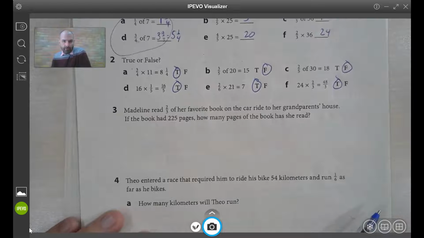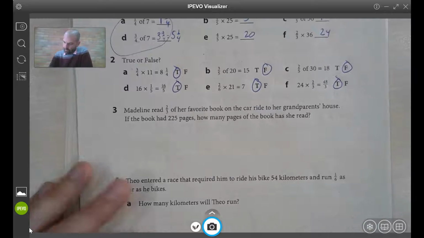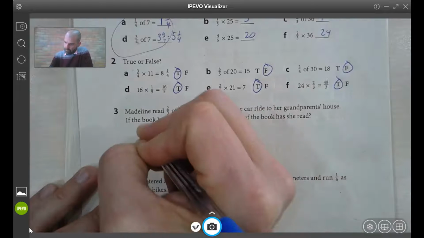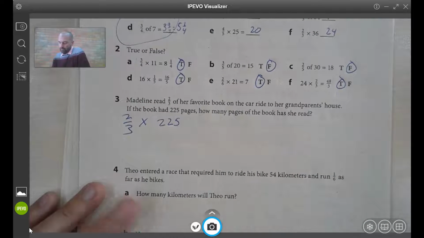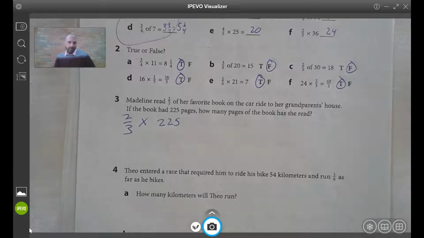Madeline read 2/3 of her favorite book on the way to her grandparents' house. If the book had 225 pages, how many pages did she read? So we have 225. She read 2/3 of that. I'm wondering if there's a way.